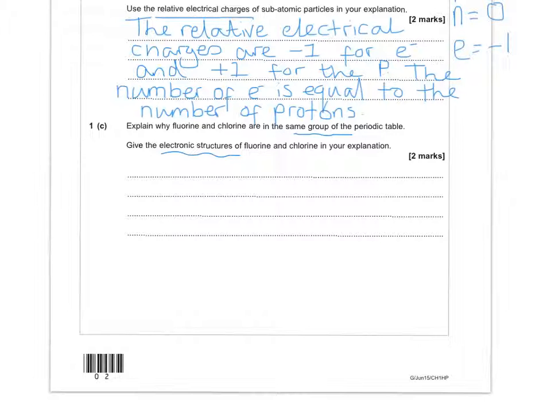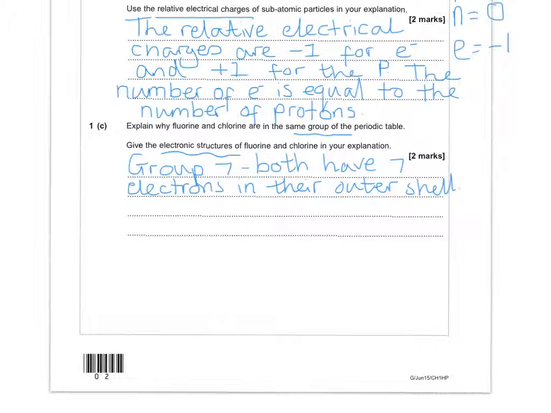So if you find your periodic table, you'll see that they are both in group 7. And the group that an element belongs to tells you how many electrons are in its outer shell. So a group 7 element has got 7 electrons in its outer shell. So if you wrote that, that will get you 1 mark.